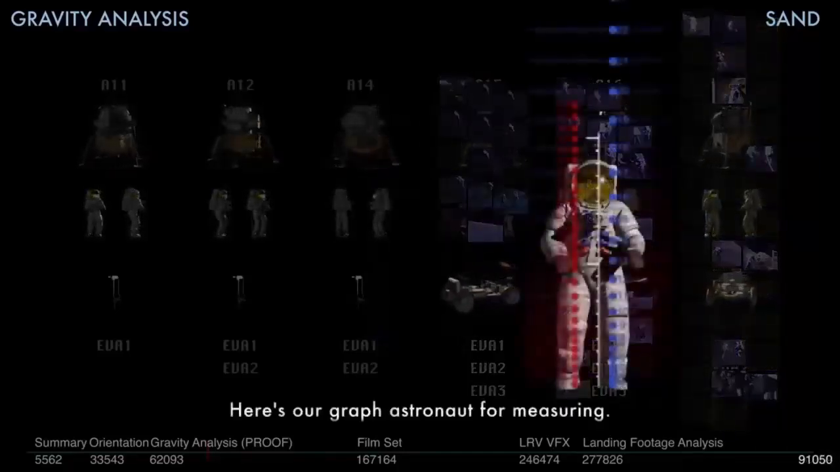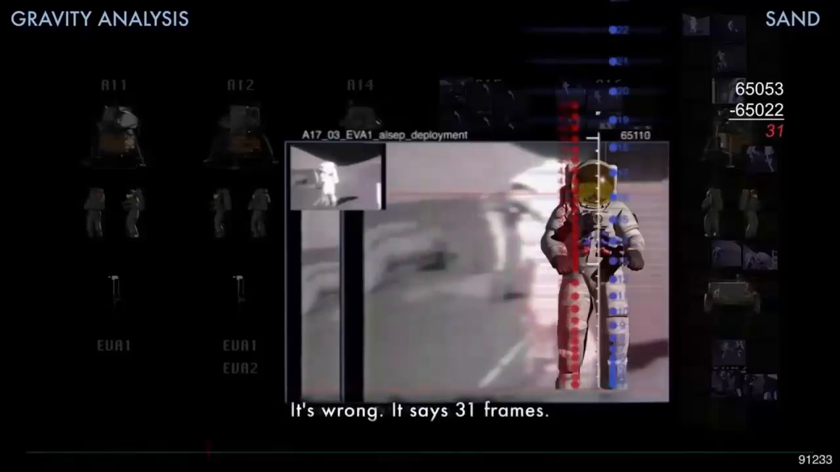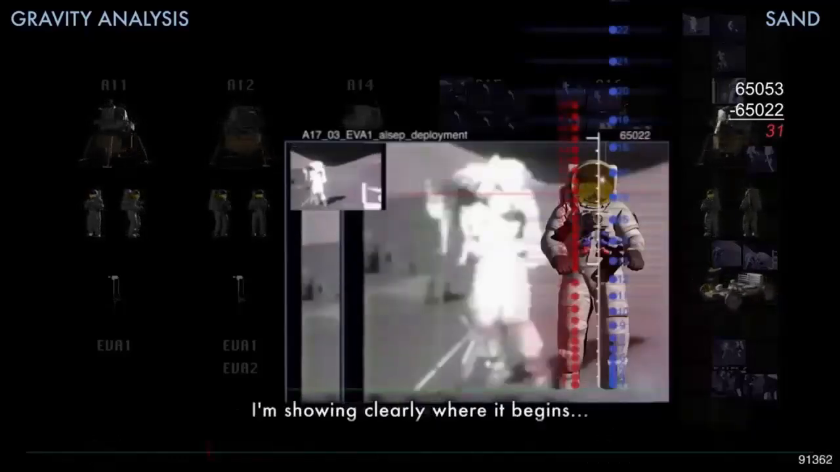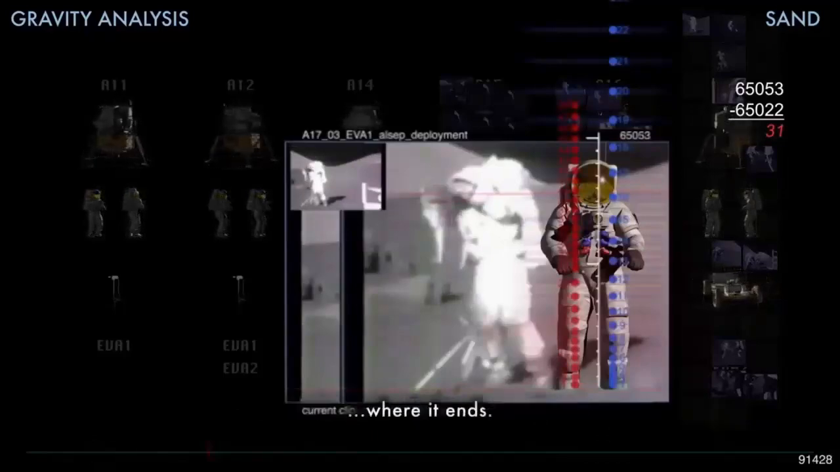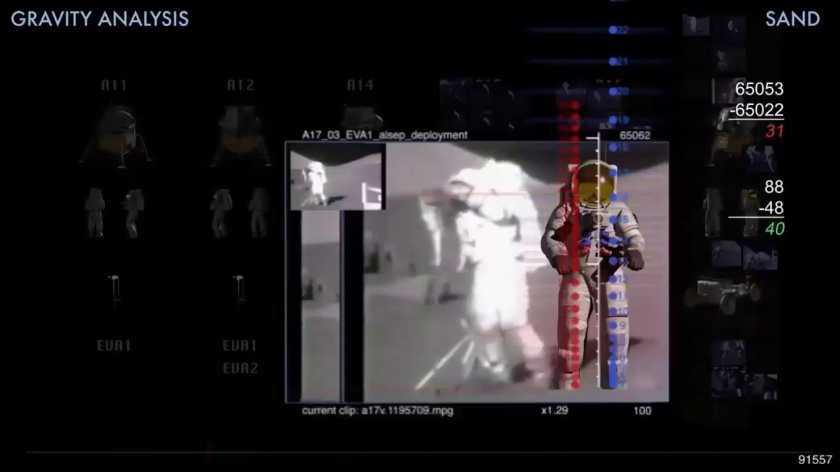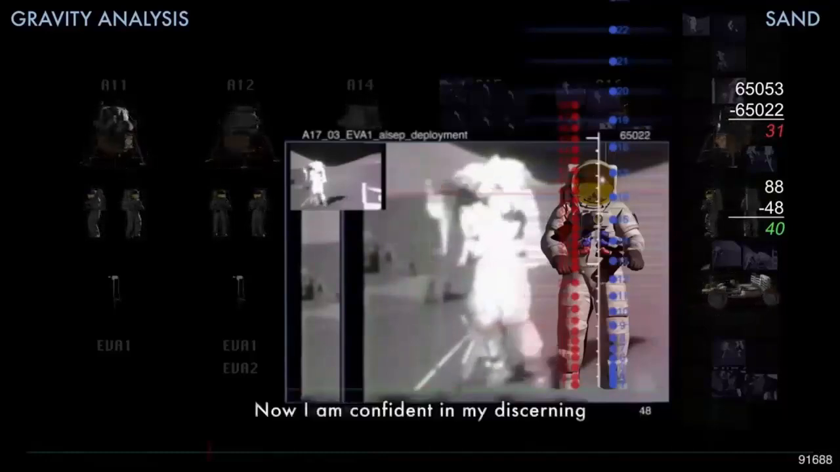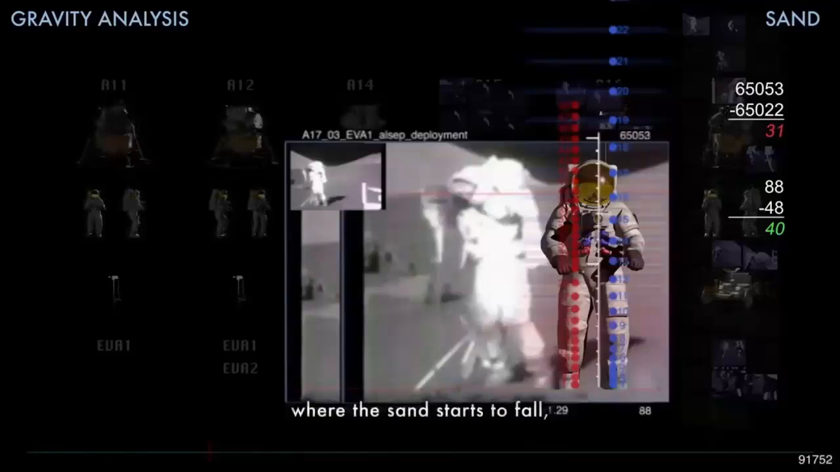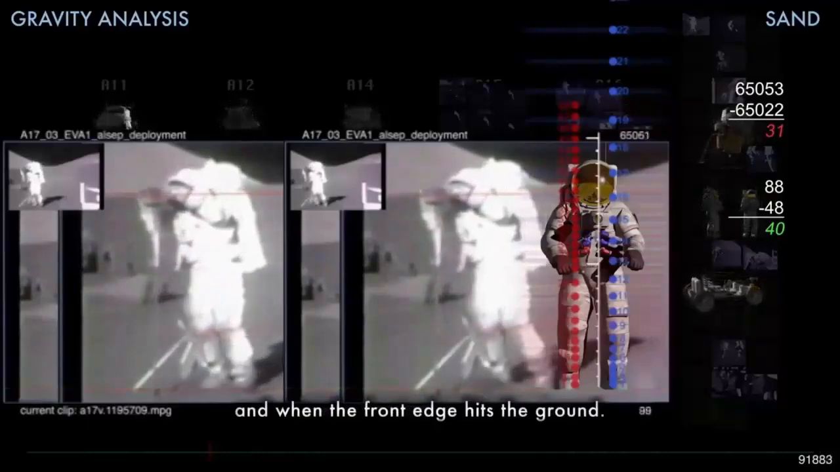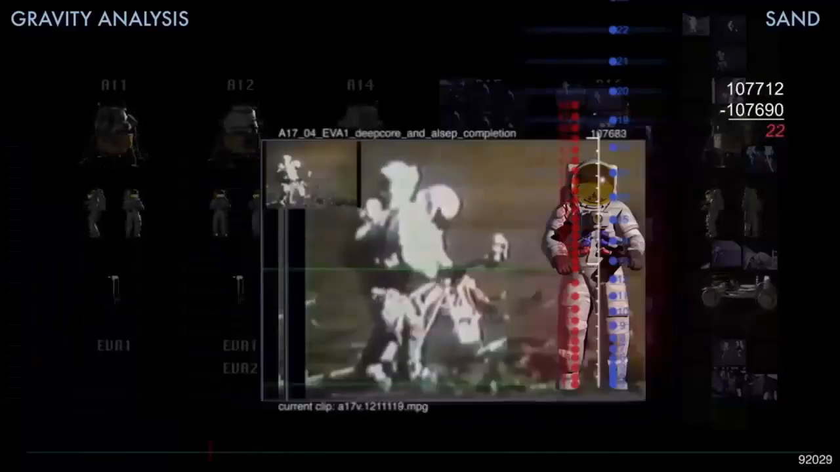Here's our graph astronaut for measuring, and here you saw the sand falling. It's wrong. I say 31 frames. I'm showing you clearly where it begins and where it ends. It should take 40 frames. Now I am confident in my discerning where the sand starts to fall and when the front edge hits the ground. And it is correct in my footage.